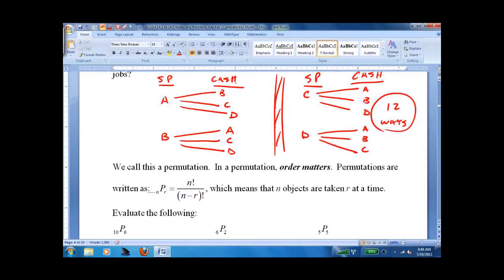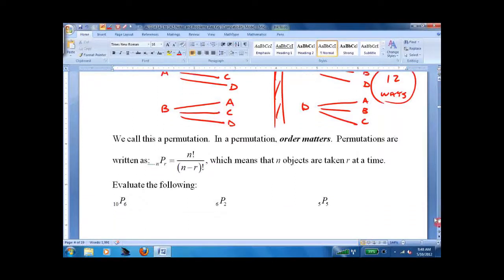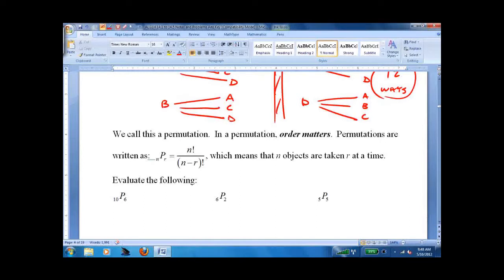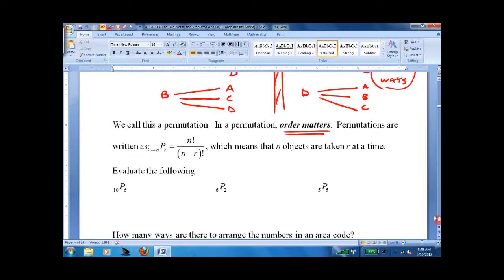It's like the spelling of a word. You could have a word with so many letters, and if I mix them up with the same letters, it's not the same word. So that's what order matters means. That's a tricky one. You'll have to work on that to get your brain wrapped around it.